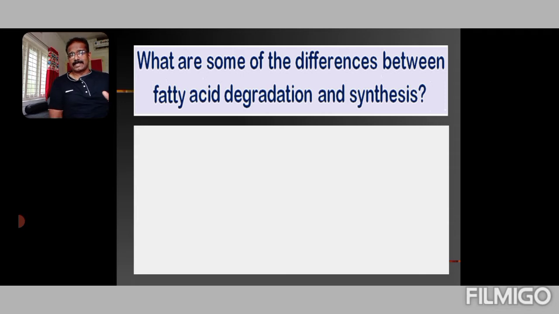Now, what are some of the basic differences between fatty acid oxidation and synthesis? There are a few differences. One of them is the location of the two processes. They are compartmentalized into two locations. Beta oxidation takes place inside the mitochondrial matrix, whereas fatty acid synthesis takes place in the cytoplasm. Another one is the carrier protein involved. In beta oxidation, we use coenzyme A, which carries the substrates, whereas it is the acyl carrier protein, ACP, which carries the substrates involved in biosynthesis of fatty acids.